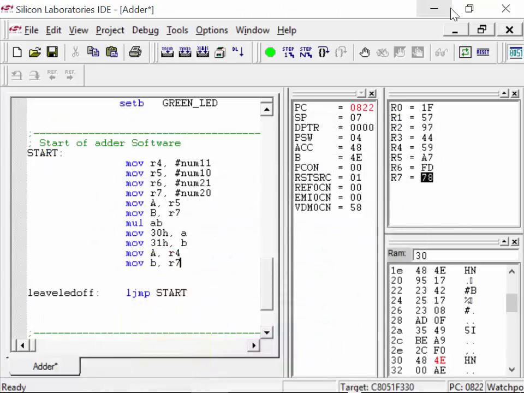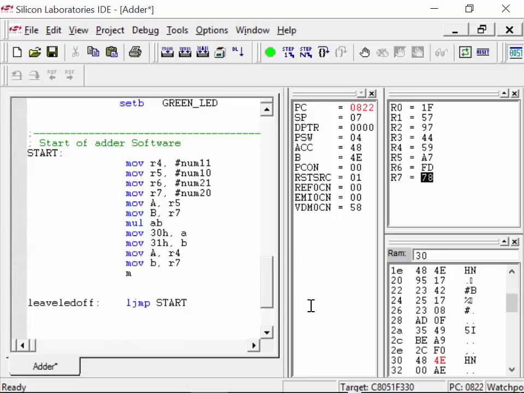59 is num11. Num11 is in R4 right there, and num120 is R7. So again, we go through and we multiply AB, and then we store the results. Move A to 32 hex, and move B to 33 hex, right there.